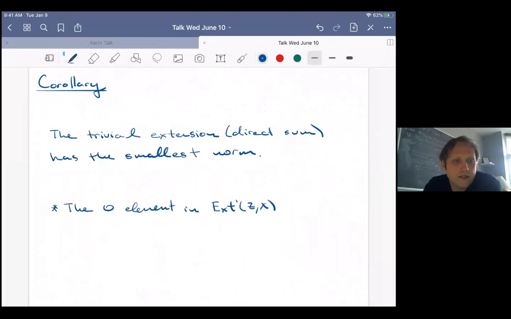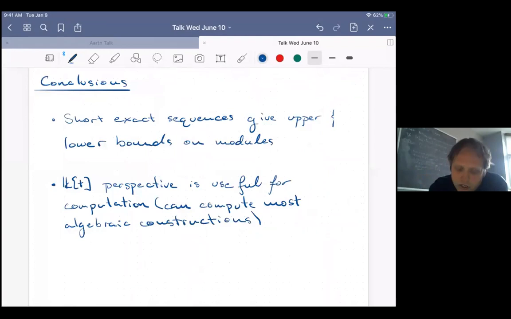Unfortunately, I won't say anything more about that because I'm out of time. But just to conclude, I think it's very interesting that these short exact sequences give you not just upper bounds, but lower bounds as well, which is something we haven't really explored very much.